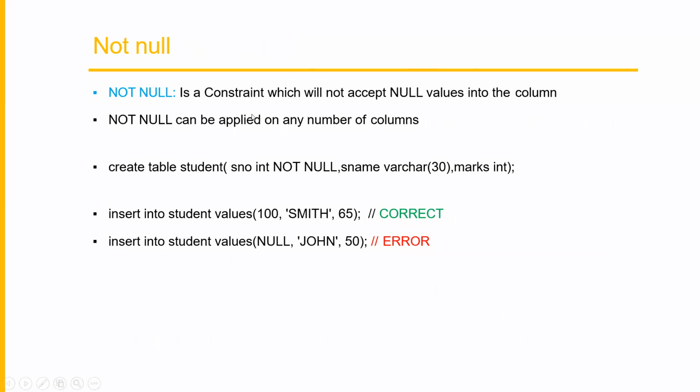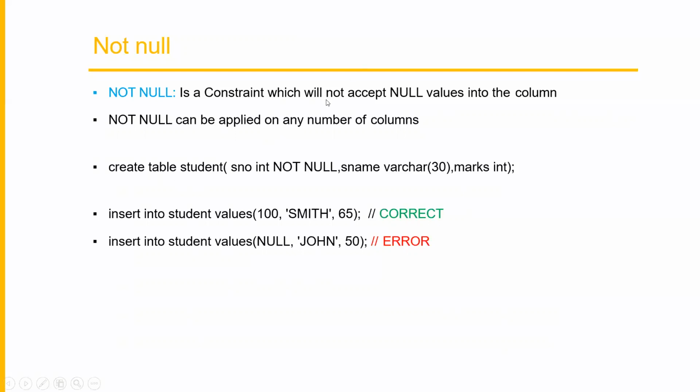Not null is a constraint which will not accept null values. What did we discuss about null values? If you remember, null is something like a missing value. It is not empty, it is not blank, it is not a space, but it's just a missing value in your column. That is what we call a null value. And not null can be applied on any number of columns.